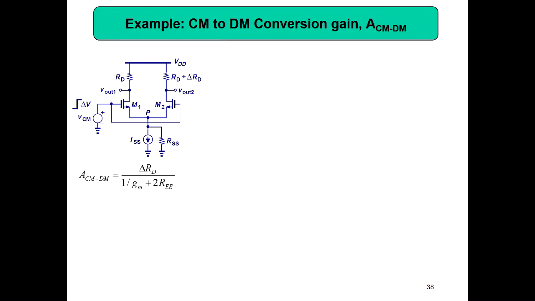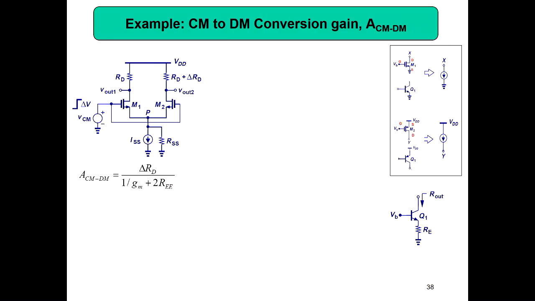Then we came up to here, so we already calculated ACM DM. You asked me how to calculate it. That is equal to delta RD, if you know the tolerance, divided by 1 by transconductance plus 2 RE. That gives you the theoretical value. But in the op-amp, most of the time they conduct experiments and measure it. And this is an equation that we derived.